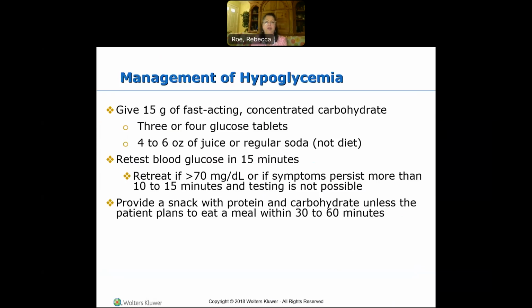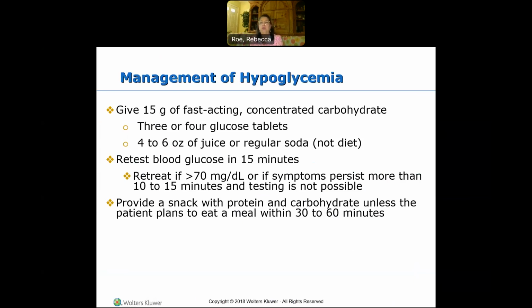So the management of hypoglycemia is this, and this was one of the questions that I saw on some tests when we were doing some run-throughs of some practice test things. So it's like, what do you do when somebody has a hypoglycemic attack? You give them 15 grams of fast-acting concentrated carbohydrate. Well, what is that? If you have glucose tablets hanging around, which sometimes people have, you can give them 3 or 4 of those, or you can just grab them 4 ounces of juice.